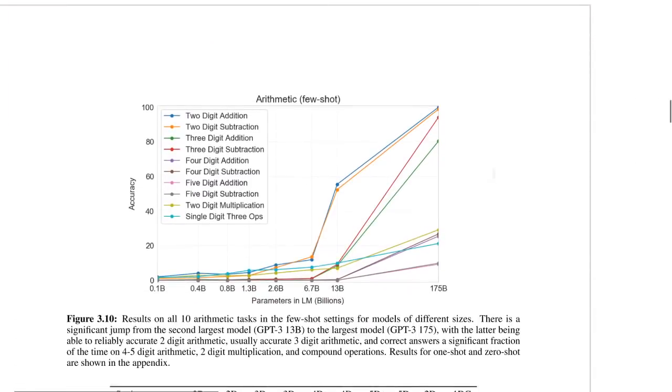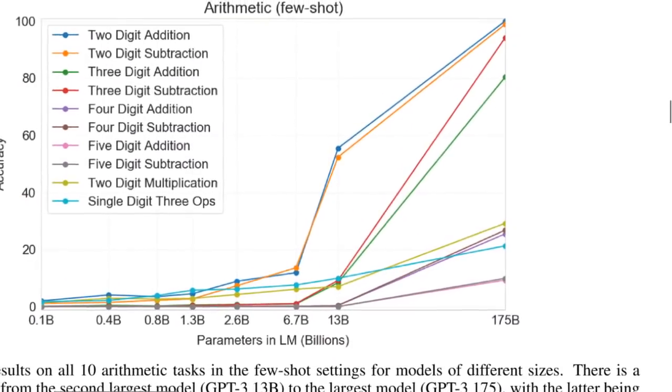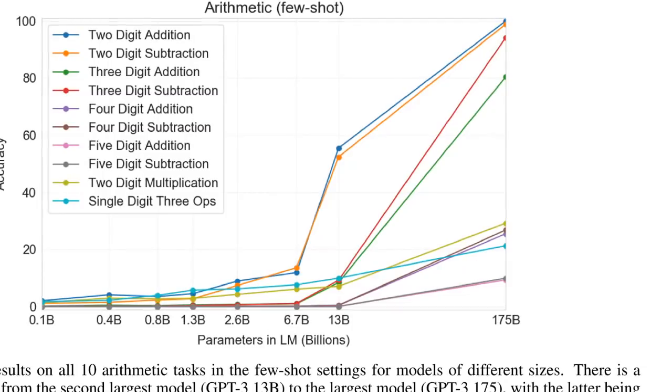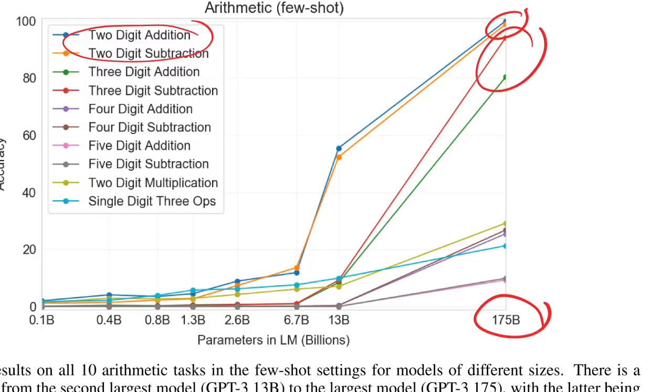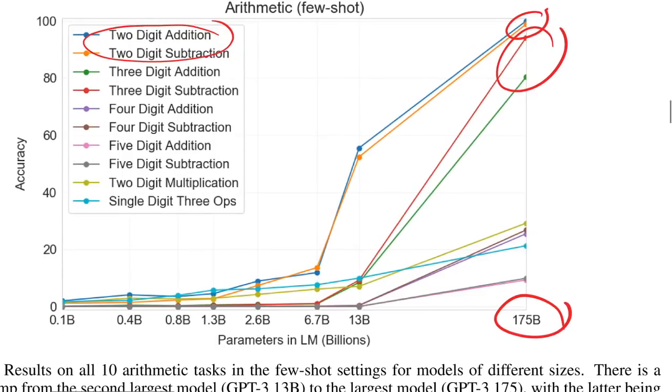And the results are right here. As you can see, the lower parameter models perform pretty poorly. But as you go up the parameters, the big model is performing really well in the two-digit range, and also really well, look at that, accuracy of 80, 90% in three-digit addition and subtraction. But then as soon as you get to four-digit or two-digit multiplication and so on, the performance drops.